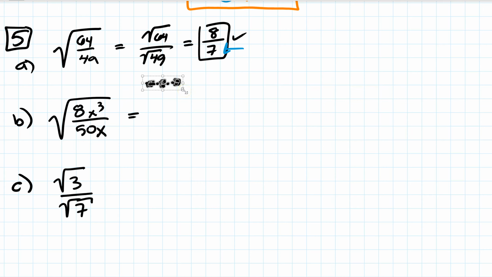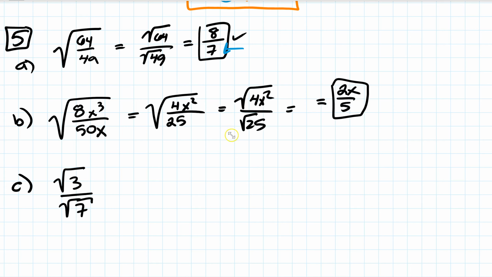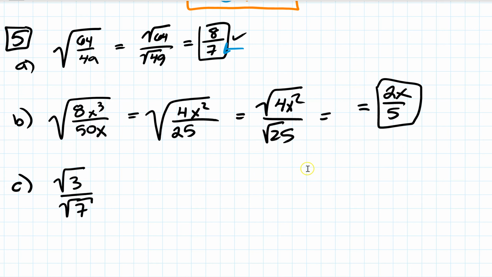Let's do this next one. Square root of 8x to the third over 50x. Well, here's how you get the answer. I can simplify 8 and 50 into 4 and 25. I can also simplify x to the third divided by x into a single x squared on top. Now I can break up the radical over division, say square root of 4x squared and square root of 25. Well, this just becomes a 2x, and this just becomes a 5, right? The square root of 4 is 2. Square root of x squared, there it is again, of course becomes an x.